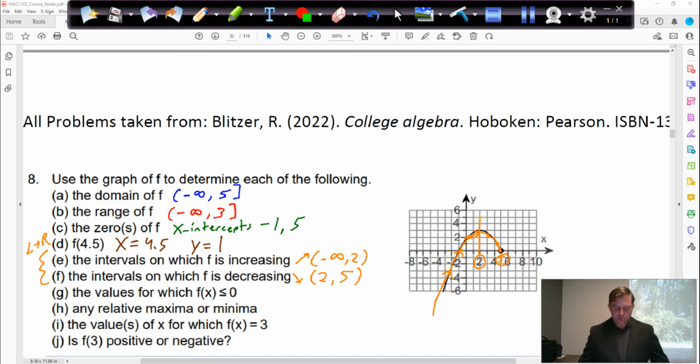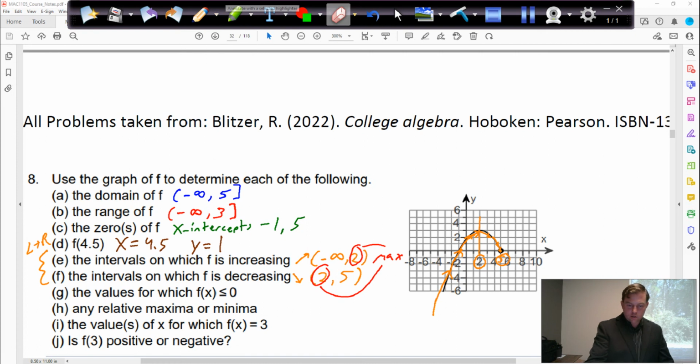And for these, you always use parentheses, no brackets. So it would look like that. And notice again, that point, x equal 2, was the maximum. So that maximum is where we switched from increasing to decreasing. The point where we switched was the max.